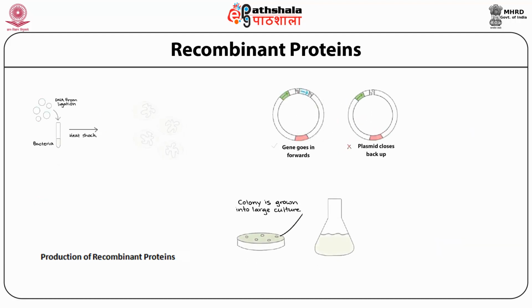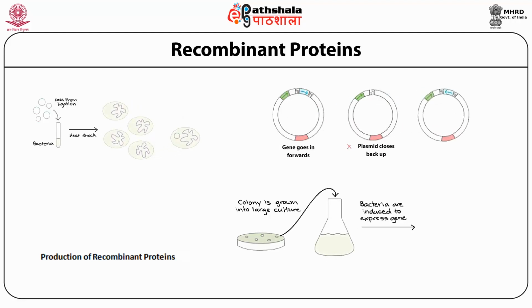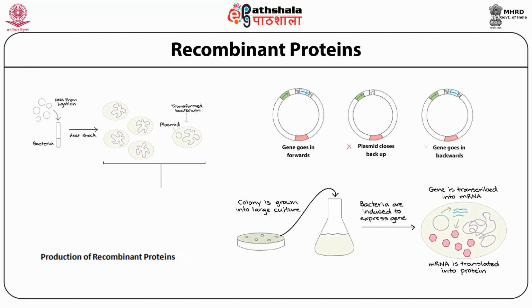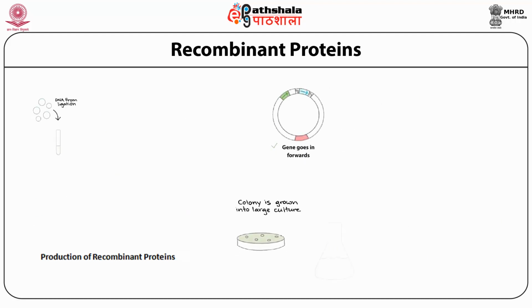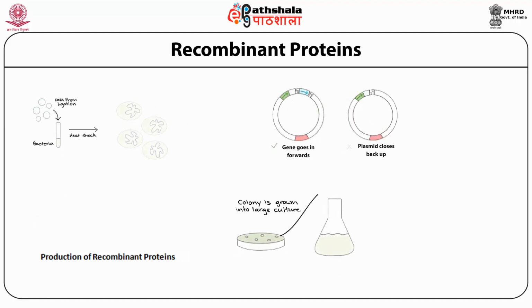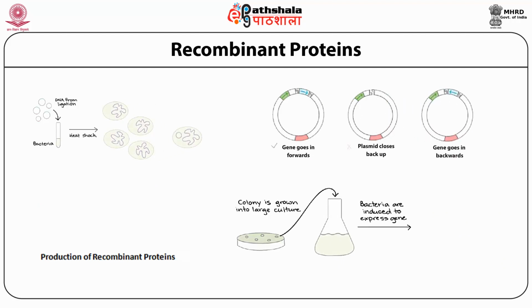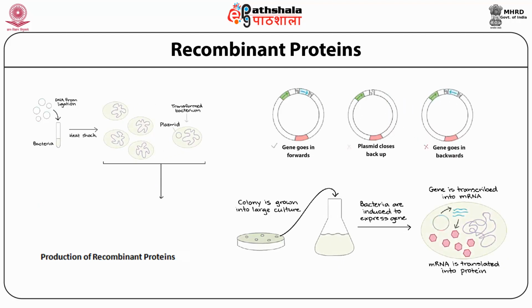So host cells that take up this vector would be able to grow in a medium containing antibiotic, while other cells that have not taken up this vector would not be able to grow in this medium. Once the host cells containing the vector have been selected, they are then grown in a larger culture that induces the host cells to express the gene.